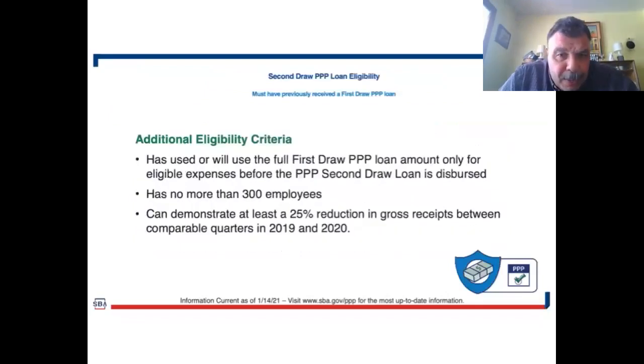Additional eligibility criteria we kind of talked about. Again, no more than 300 employees. You have to show that you had at least that 25% reduction, comparable with quarters. You've got to be apples to apples, oranges to oranges, meaning that if you're going to use quarter one as a barometer for calendar year 2019, you have to use quarter one for 2020. If you use quarter three for 2019, you have to use quarter three for 2020. So you can't mix them up to make sure that you can get that 25% reduction.